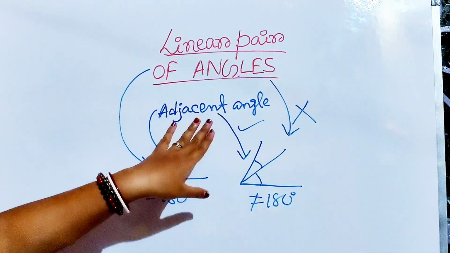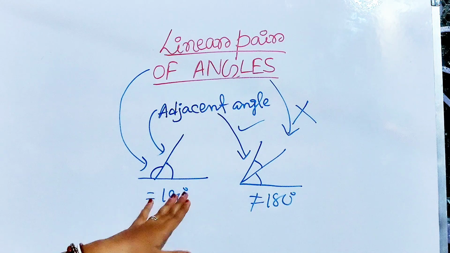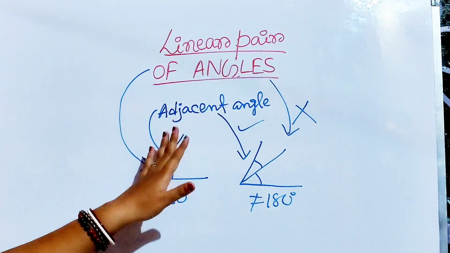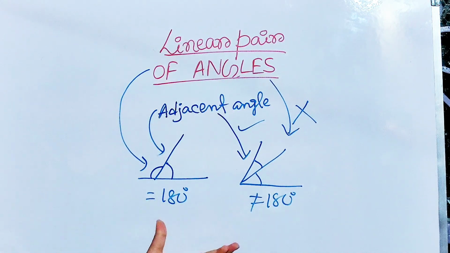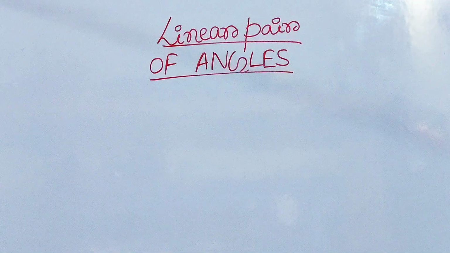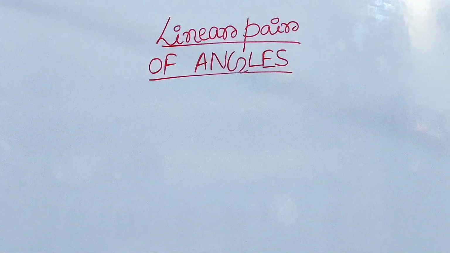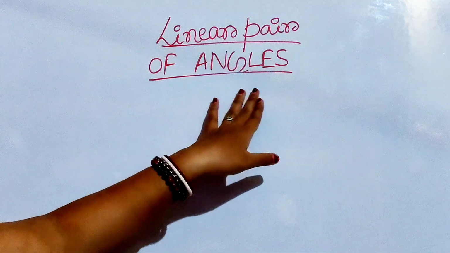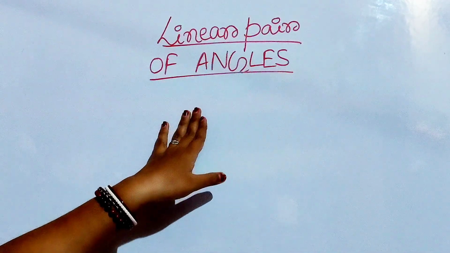Now what is linear pair of angle? Obviously first you have to prove that these two angles are adjacent angle, that is there will be a common side between two angles. With this, you have to prove that the sum of two angles is 180 degree. Then you can say that these two angles are linear pair of angles.